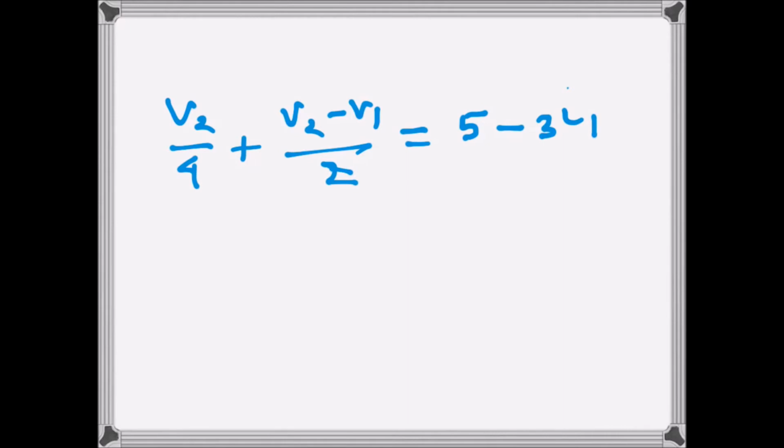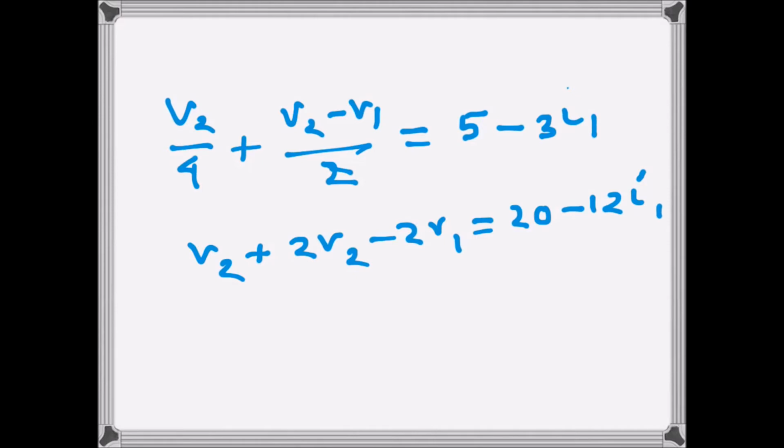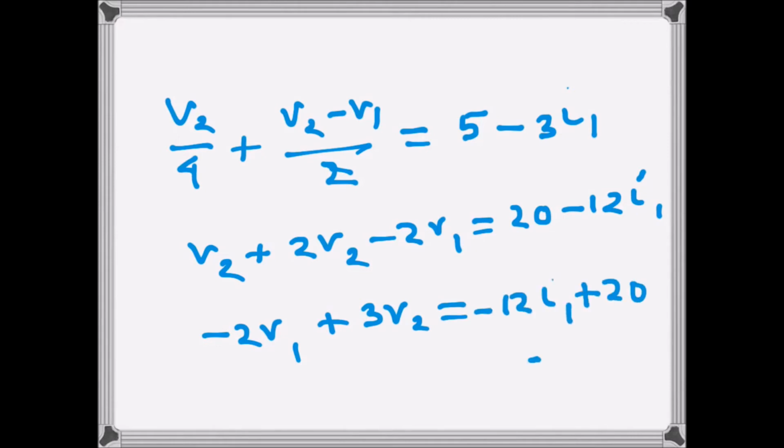Now we multiply both sides by 4, so it becomes V2 plus 2V2 minus 2V1, and then 20 minus 12I1, or we can say minus 2V1 plus 3V2 equals minus 12I1 plus 20. So this is our equation 2.